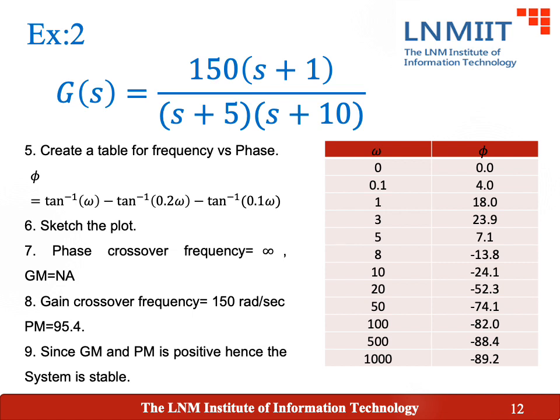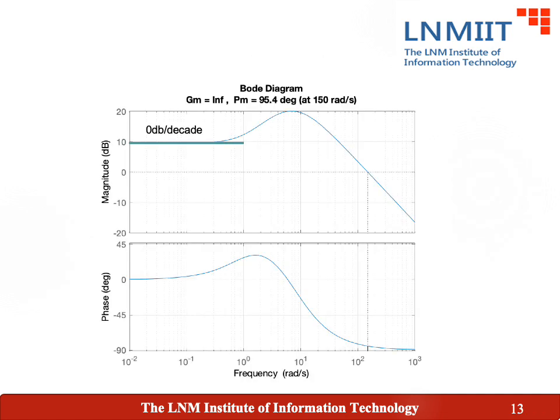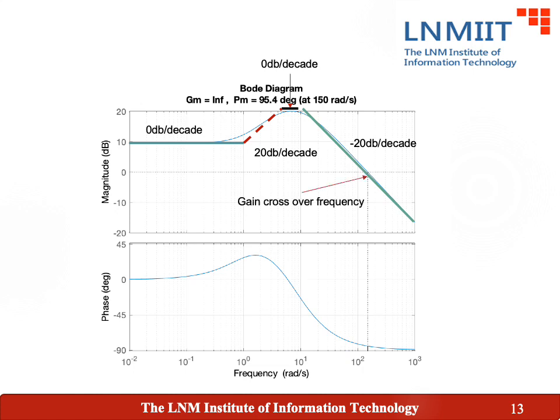So after sketching your phase plot, we will find out the phase crossover frequency and gain crossover frequency in your system. So we know that whenever your magnitude crosses the 0 dB line, it is called the gain crossover frequency. And at this frequency, the value of the angle is associated with the phase margin.